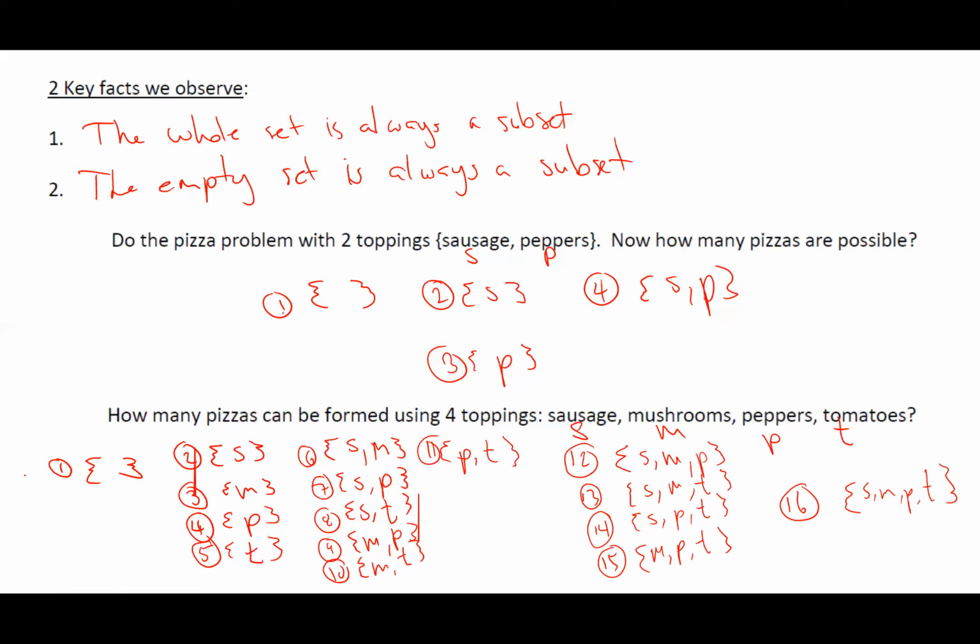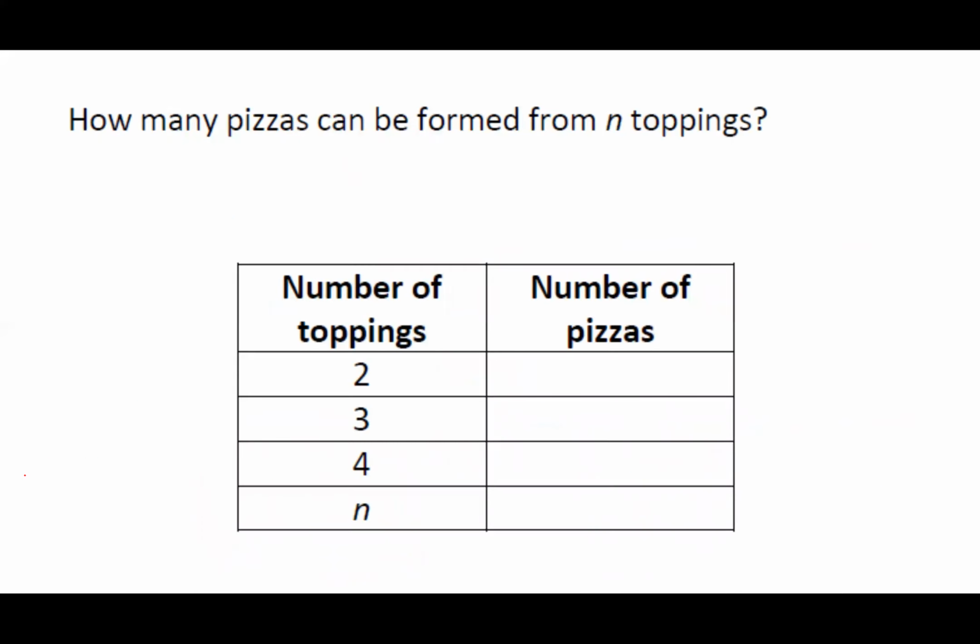I don't know about you, but I'm starting to notice a pattern. How many pizzas can be formed with n toppings? Well, we found if I had two toppings, that gave me 4. With 3, I had 8 pizzas. With 4, I had 16. With n, it's almost like I'm taking each of these and multiplying by 2 as I add a new topping. So it's repeated multiplication, and I'm multiplying by 2 every time. This would be 2 to the n power. That's going to be an exponential function.